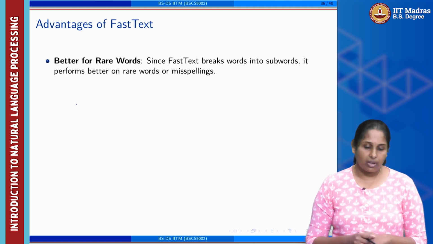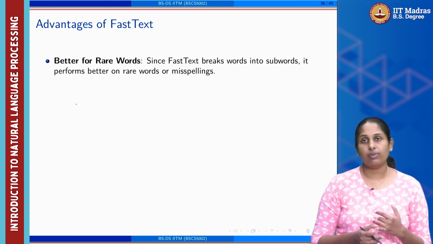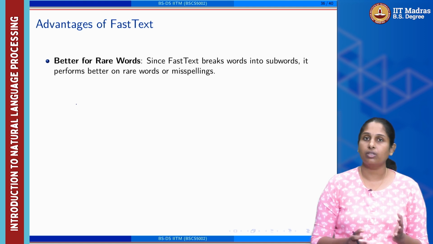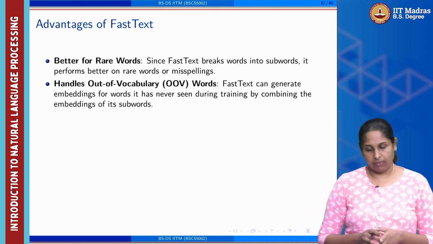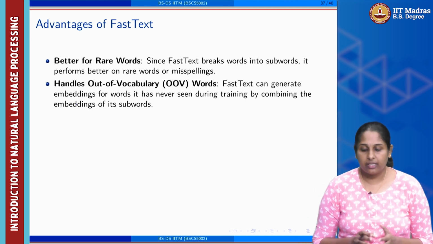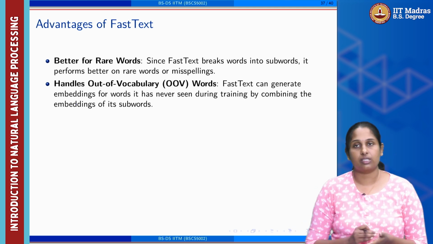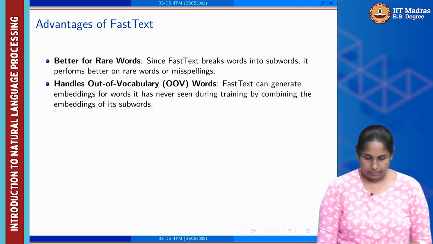So, the advantage of FastText is that it is better for rare words. Since we are breaking the word into subwords, it performs better on rare words or misspellings. And it handles out-of-vocabulary words because FastText can generate embeddings for words it has never seen during the training period by combining the embeddings of subwords.